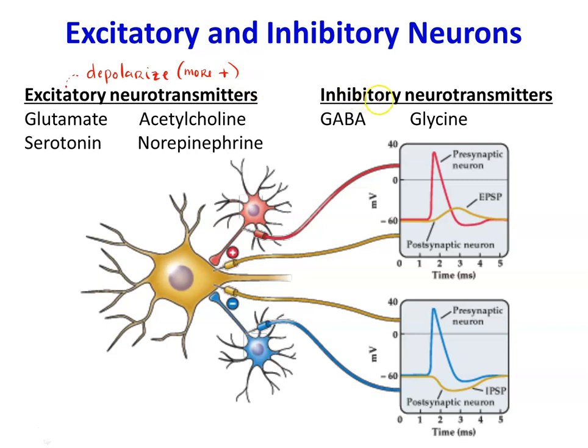Now, if you're an inhibitory neurotransmitter, these neurotransmitters inhibit or stop a signal from propagating in that second neuron. So these cause the cell to hyperpolarize. Okay, so look at our scenario here.